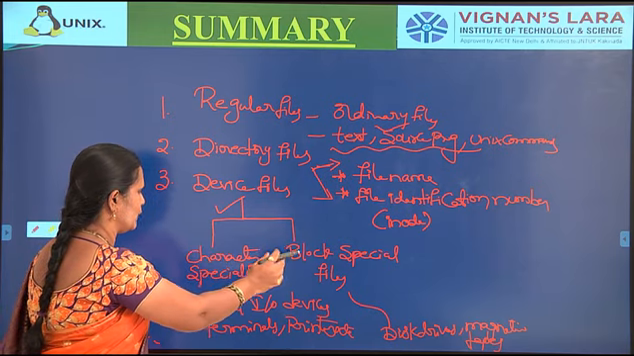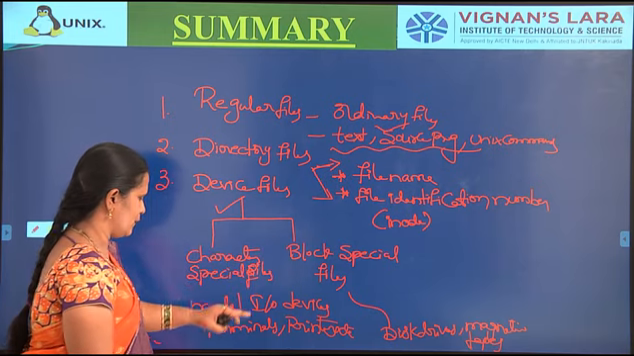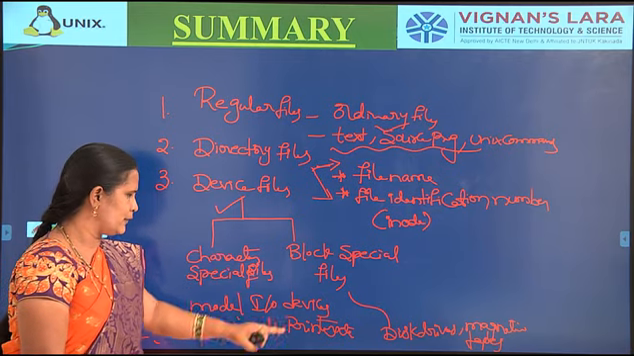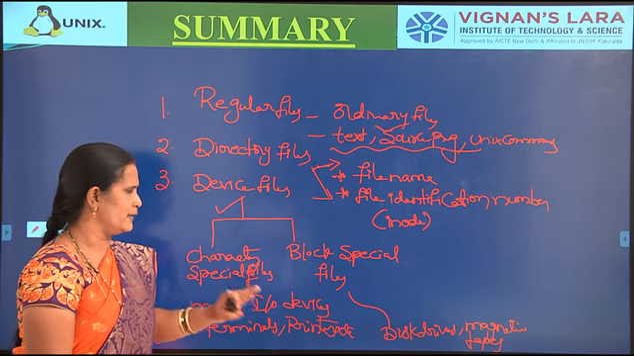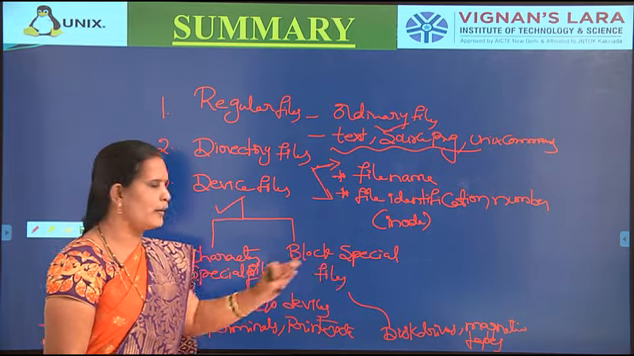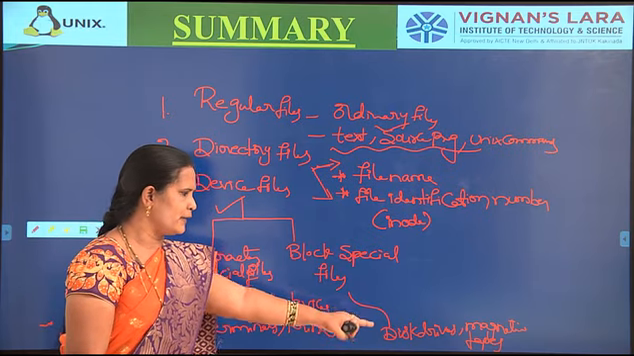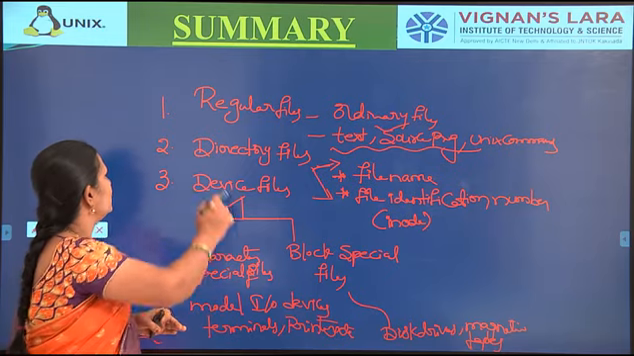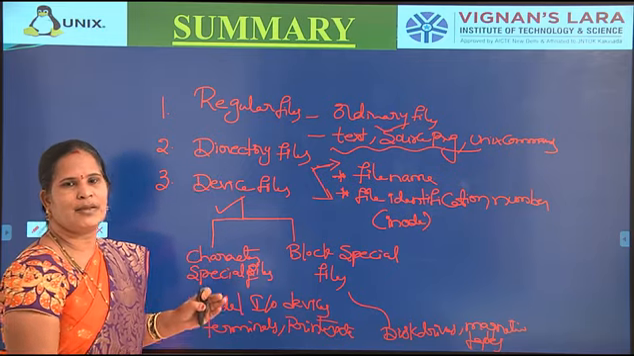These are classified into 2 types: character special files and block special files. A file which is used to model I/O devices is known as a character special file. A file which is used to model disk drives and magnetic tapes is known as a block special file. Totally there are 3 types of files in the Unix file system.